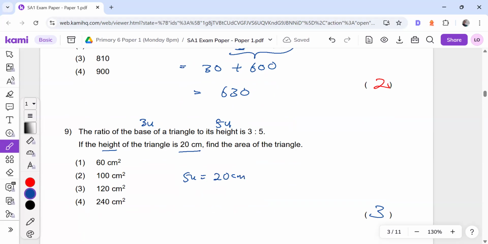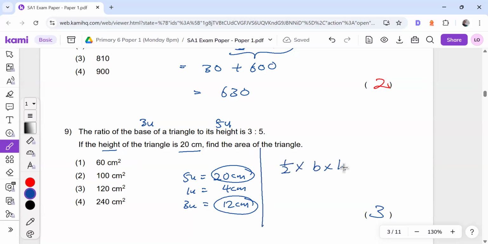Okay, then your 1 unit will be 20 divided by 5. Then what's the base? The base will be 4 times 3. Okay, I got the base, I got the height. Then how to find area? You must know your formula. Half times base times height. Okay, so half times base is 12, 3 units. Height is 5 units, which is 20.